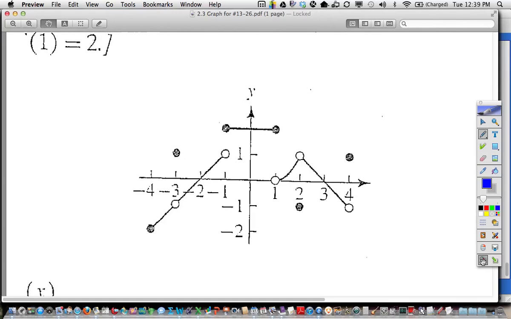Which is kind of like the absolute value graph we just talked about, the V graph. On this side, the slopes are 1. On this side, the slopes are negative 1. So at that sharp point, it doesn't exist. And that's what we have. Okay? All right. And then 39 through 42.